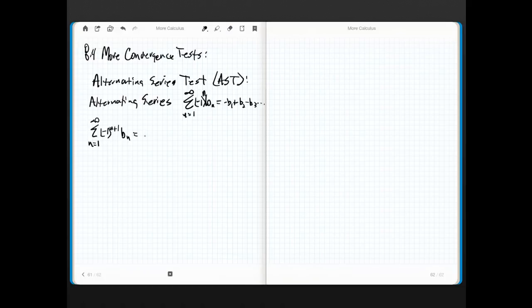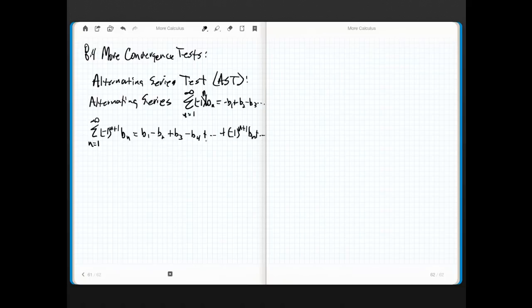Now, what would this look like? Look at b sub 1 minus b sub 2 plus b sub 3 minus b sub 4 plus dot dot dot plus negative 1 to the n plus 1 b sub n plus dot dot dot. So really all that we're saying is that the terms change sign every other term.